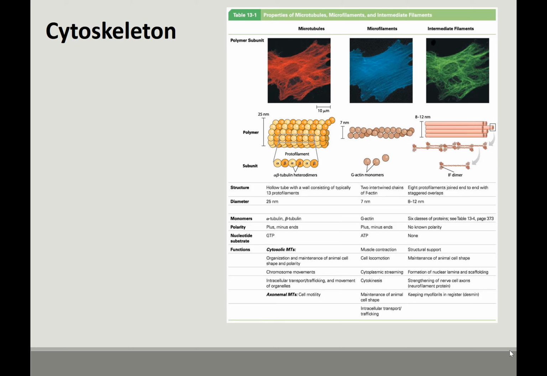So the objective of this chapter is for you to learn some of the basic characteristics of these 3 different classes of cytoskeleton: the microtubules, the microfilaments, and the intermediate filaments. And you have a nice table here that gives you a summary, and I've also posted a chart for you to fill out that will be a good reference when you're studying for the quiz or taking the quiz.